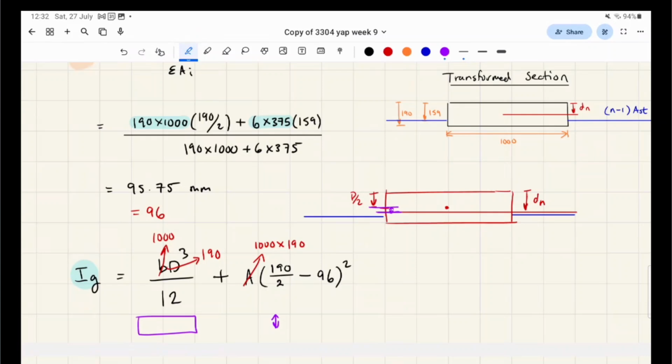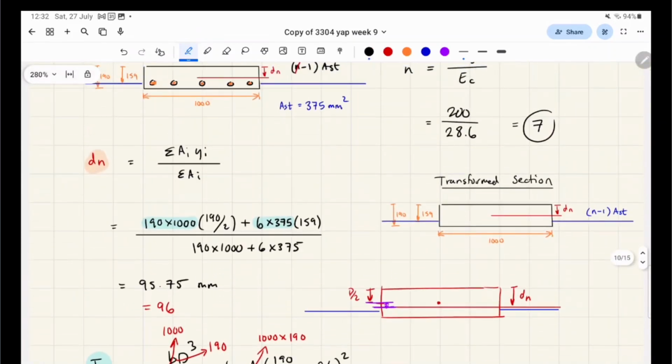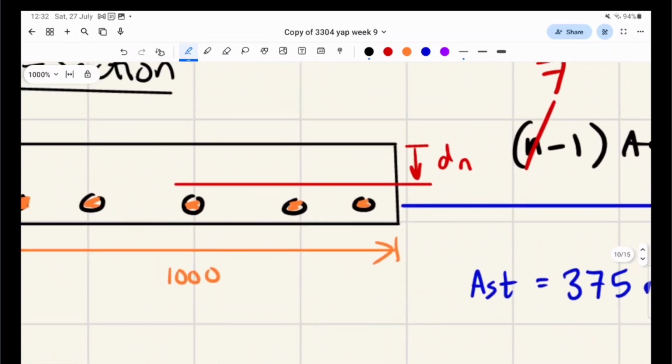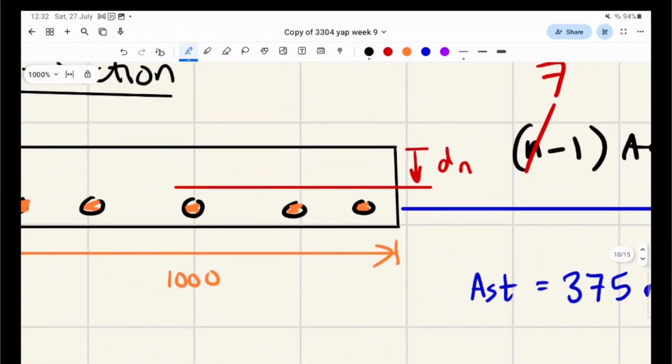The rectangle. Are you sure? Is it both? Are you sure, guys? Is it the shift? Sorry, this is almost a trick question. It's a trick question because of how we do the transformed section method. Instead of this actually having a radius, when we transform it into this line, it basically doesn't have a depth.